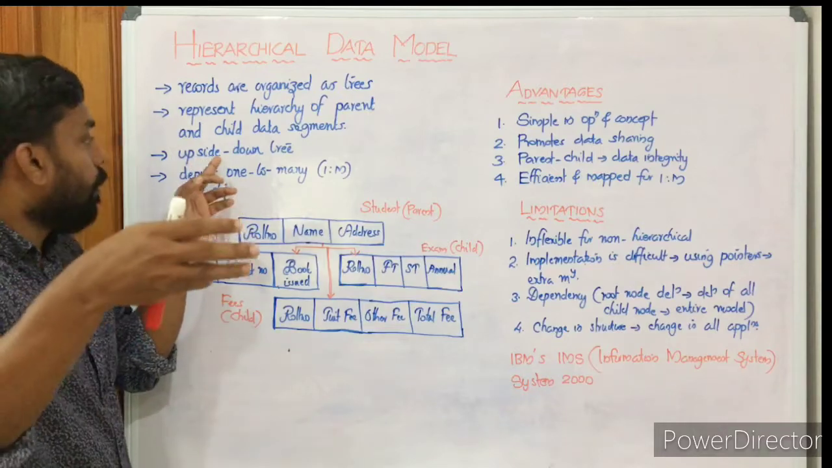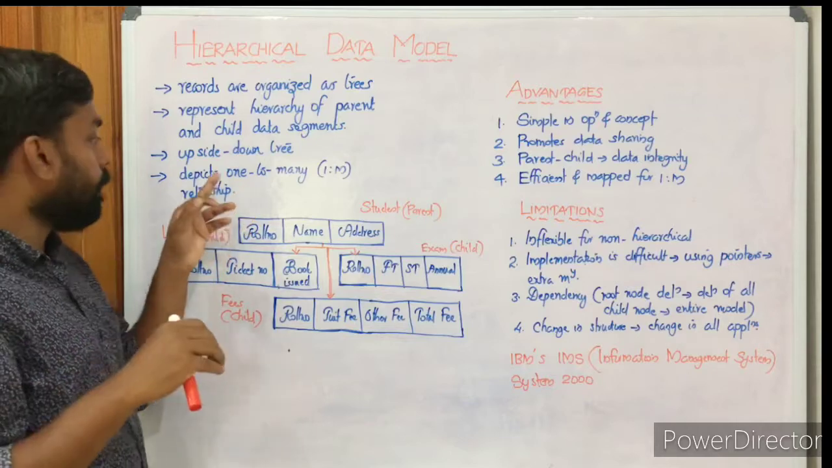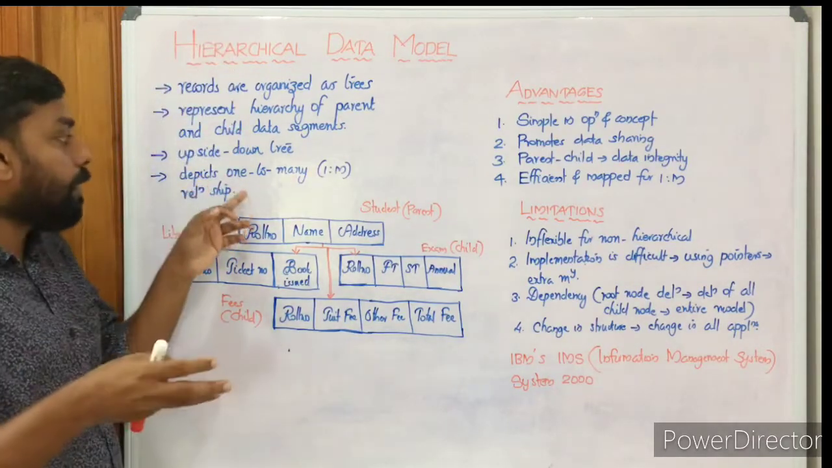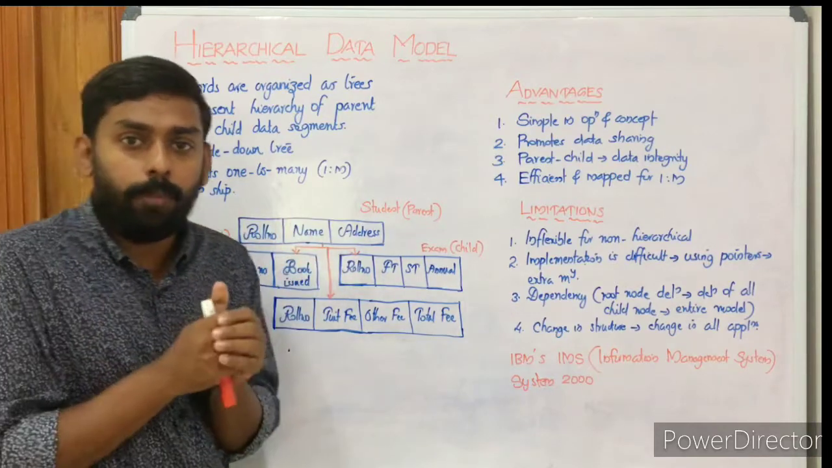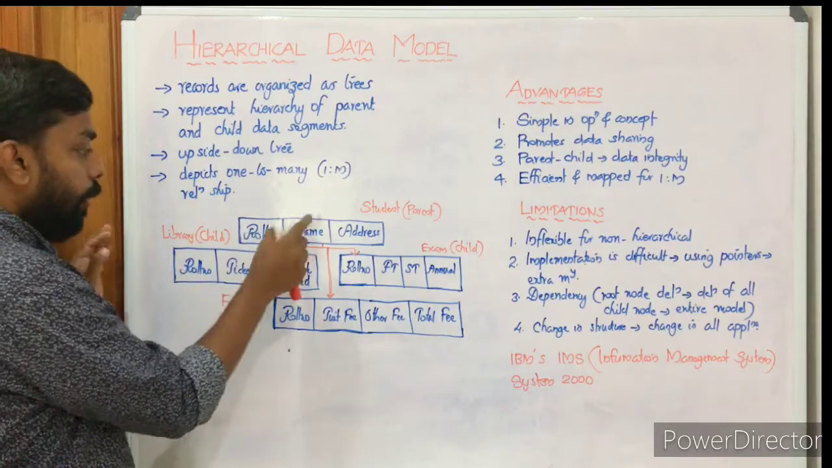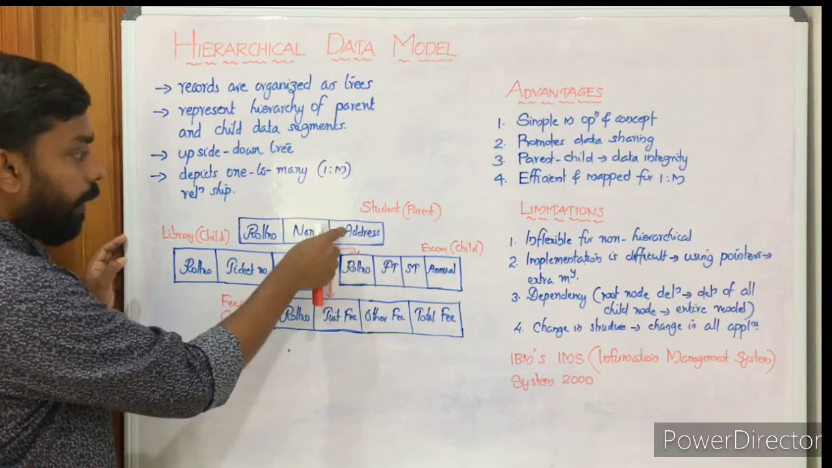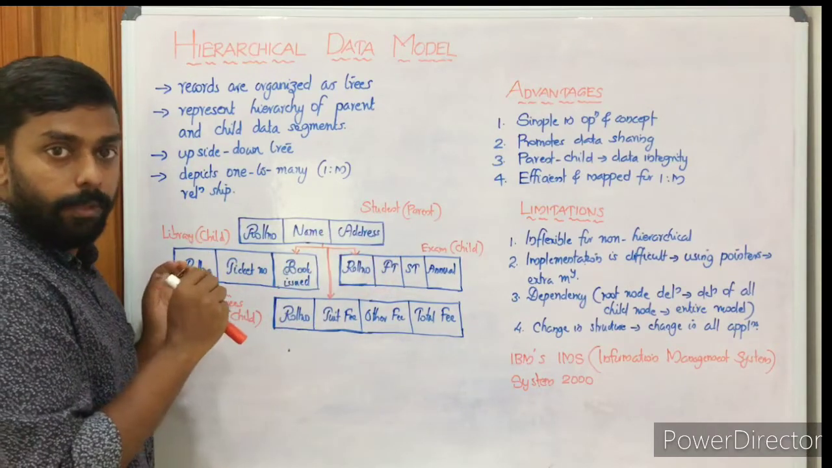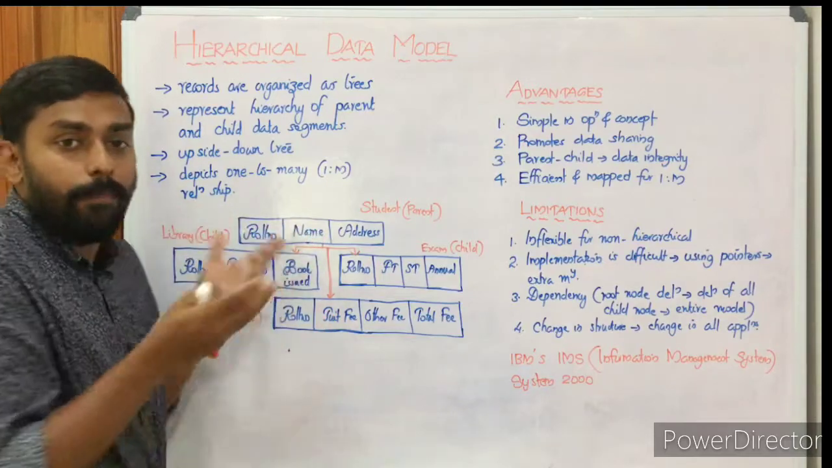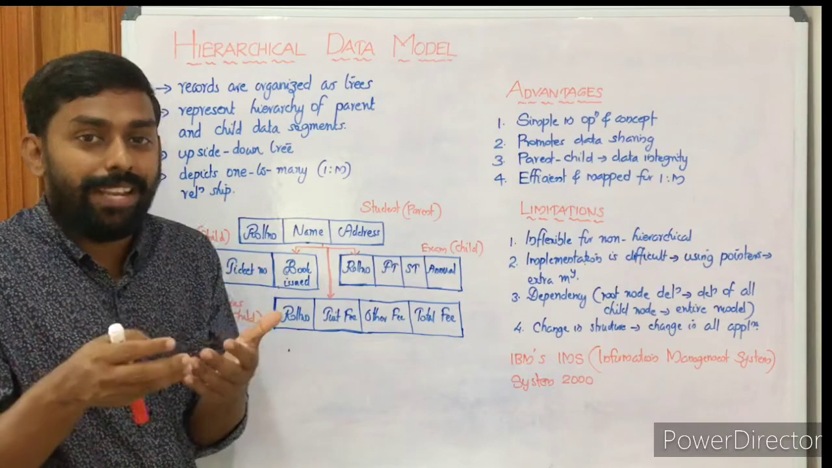Then it looks like an upside down tree, meaning the root is on the top. Then it depicts a one-to-many relationship. Do you know what a one-to-many relationship is? With this diagram we can explain it. You can see we have a number of records here. The first record is student. Student is a parent record because it is on the top of the tree, so we can consider student as a parent.